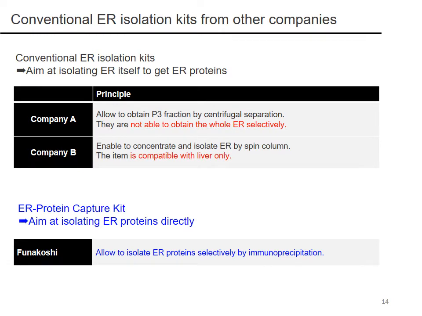To this date, only a few isolation kits are commercially available on the market. Please note, these kits aim at isolating ER itself to obtain ER proteins. One kit allows obtaining the P3 fraction by centrifugal separation. As mentioned earlier, this method is not able to obtain the whole ER selectively. Another kit allows concentrating and isolating ER with spin columns. However, this kit is compatible with liver tissue only.